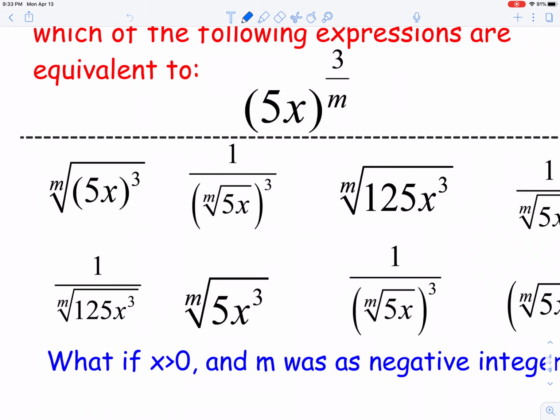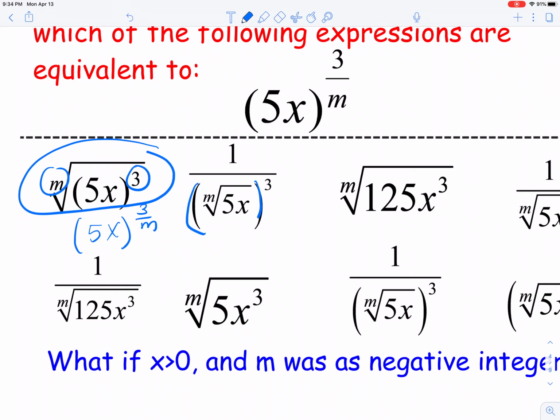The first one, we have power over root. So 5x to the power over root. So this one is certainly equivalent to the original. The second one has the exact same expression, pretty much. I see that the root is in parentheses here, but the order actually is not going to affect it. But it's on the bottom. So if it's on the bottom, that's making the exponent negative. So we don't want that one.